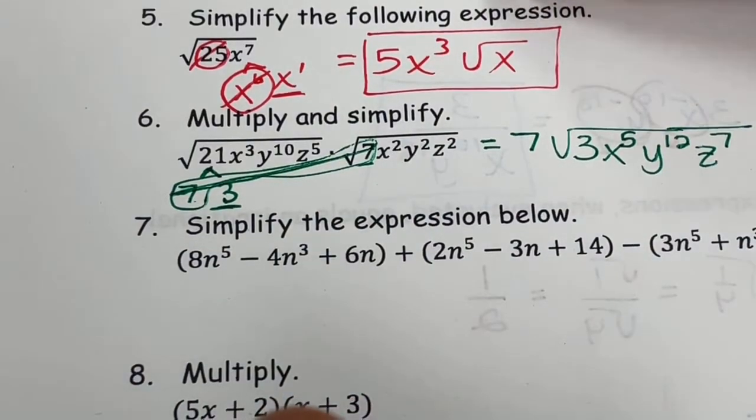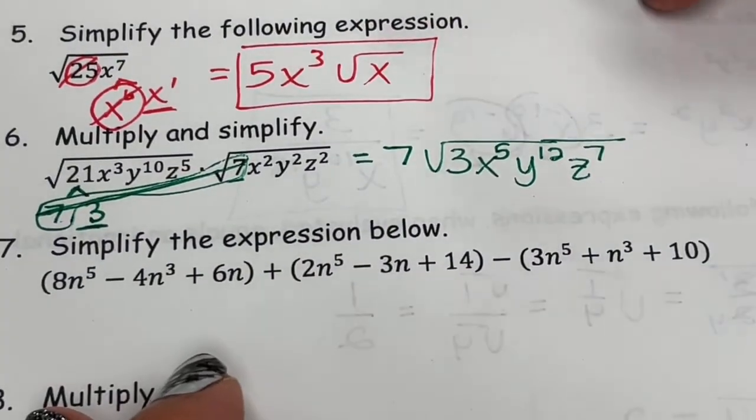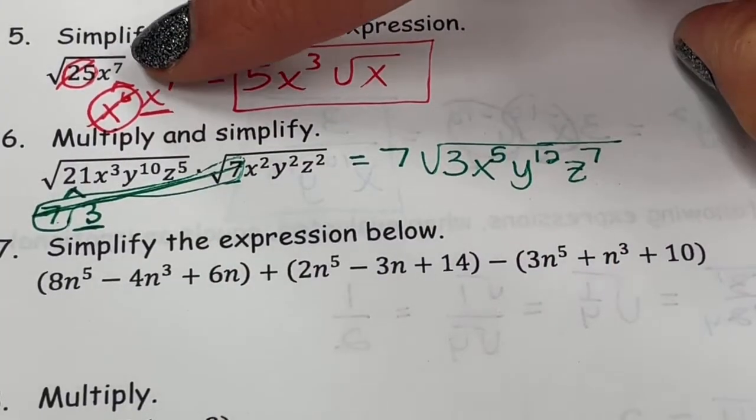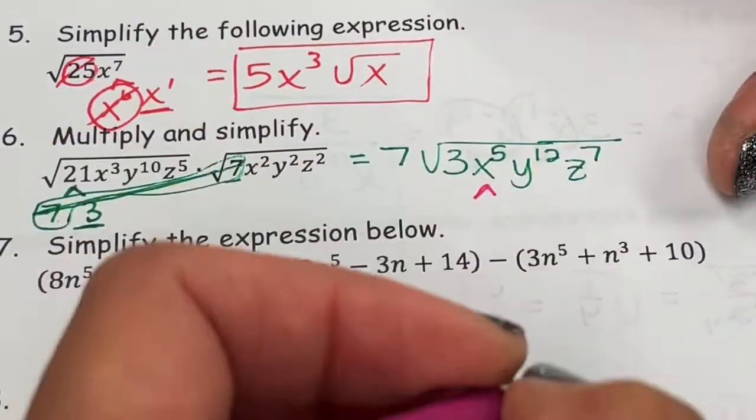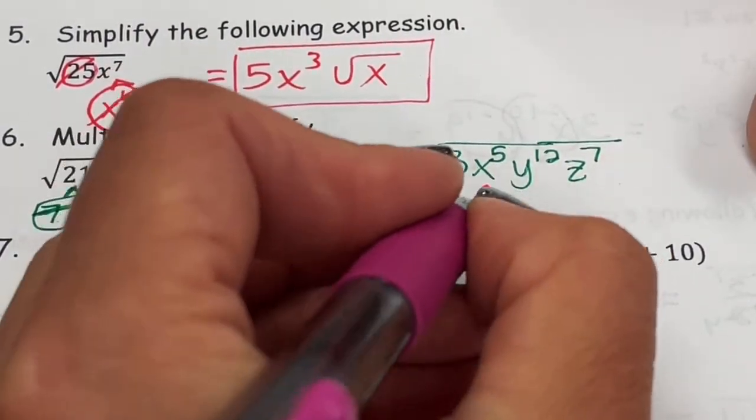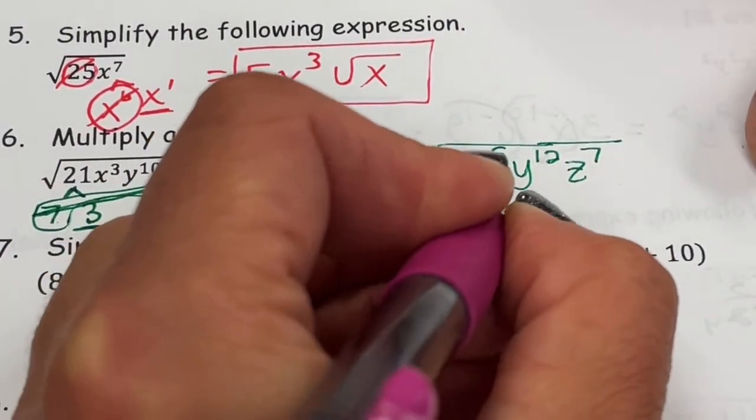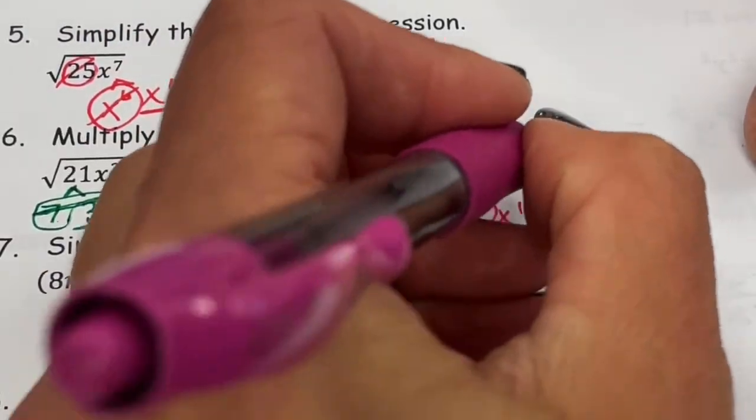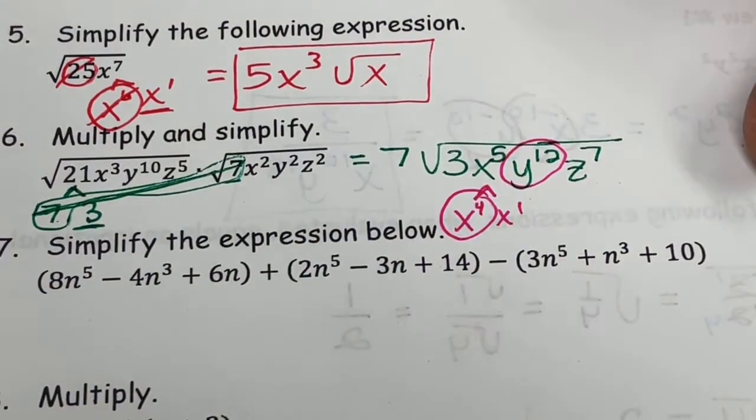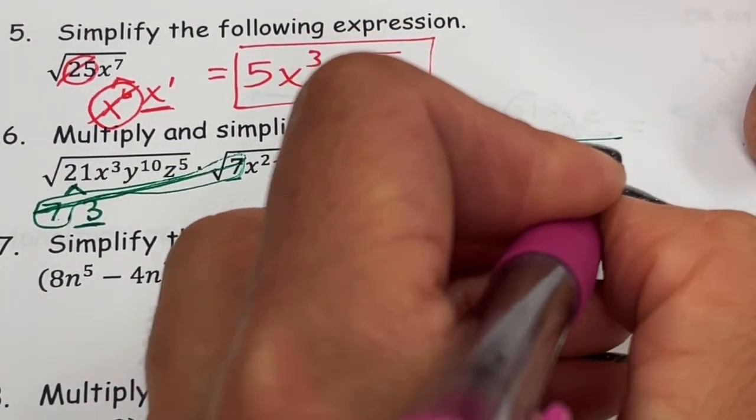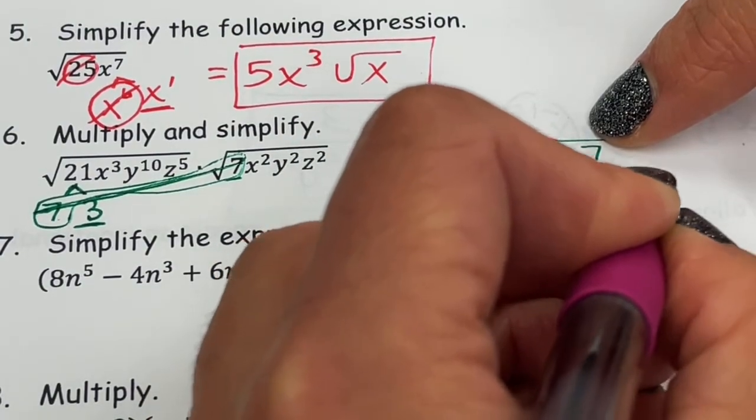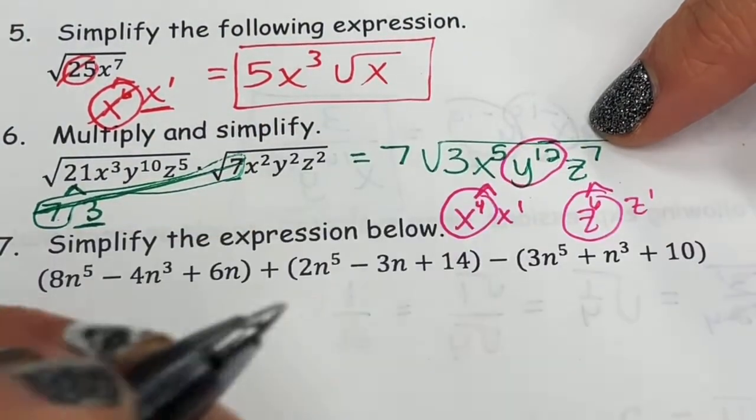Okay, so we took care of the number. Now let's take care of the letters. So to take care of the letters, we're going to need to do factor trees on them, just like we did up here. So the next highest even number under a 5 would be an x to the 4th. So x to the 4th, x to the 1. Y to the 12th is already a perfect square, so that's done. Z to the 7th, we can do the next one under a 7 is a 6. So z to the 6, z to the 1.